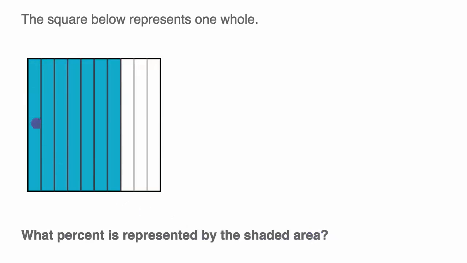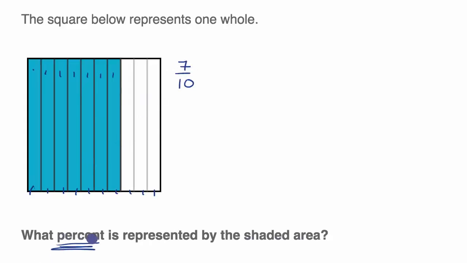So let's see. The whole is divided into 1, 2, 3, 4, 5, 6, 7, 8, 9, 10 equal sections, of which 1, 2, 3, 4, 5, 6, 7 are actually filled in. That's the shaded area. So one way to think about it is 7/10 are shaded in. But how do we express this fraction as a percent? They're asking for a percent.